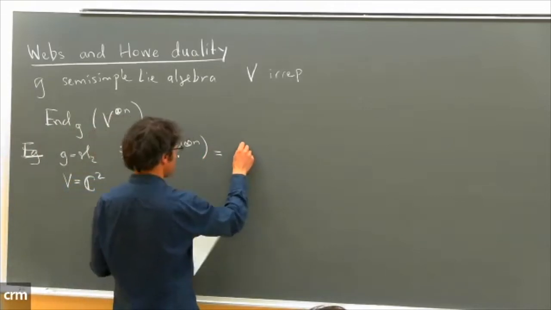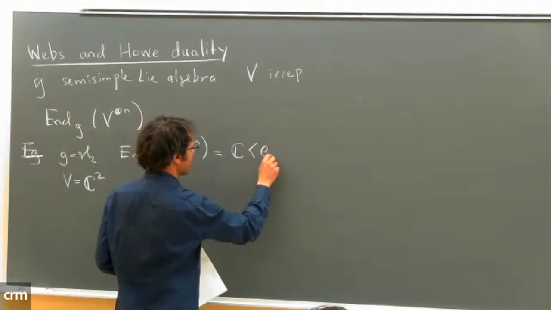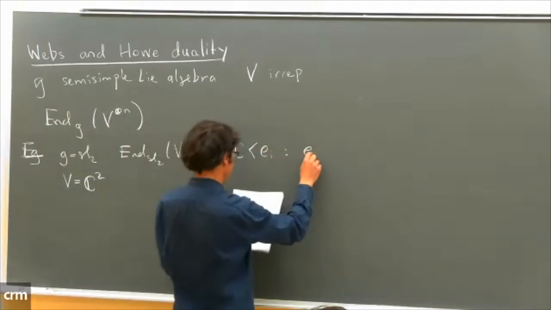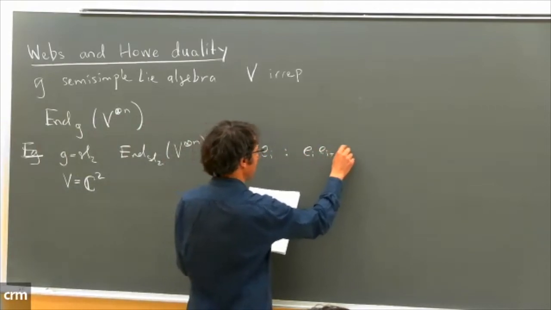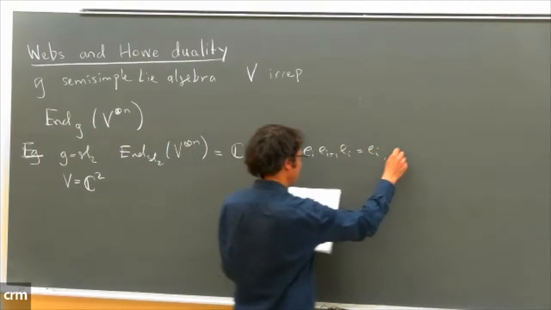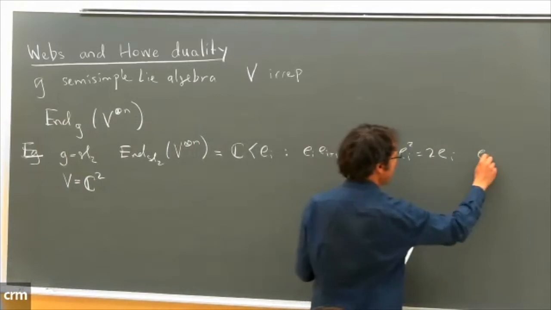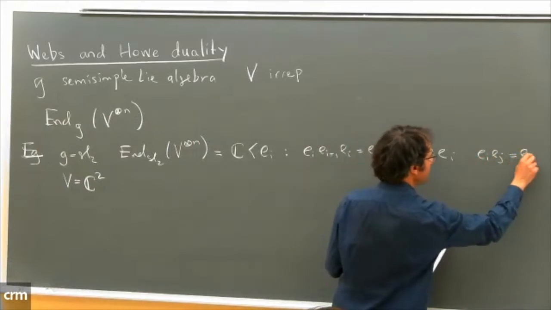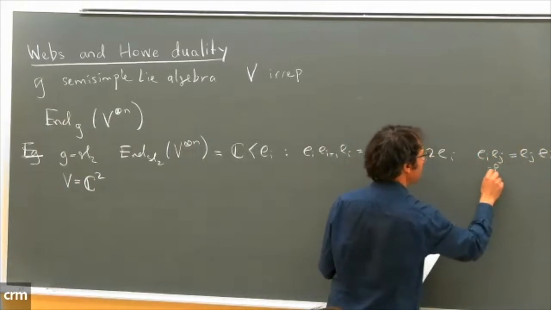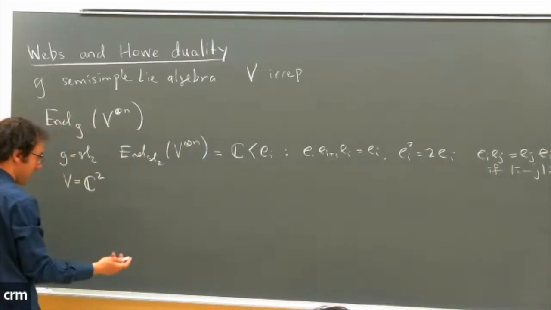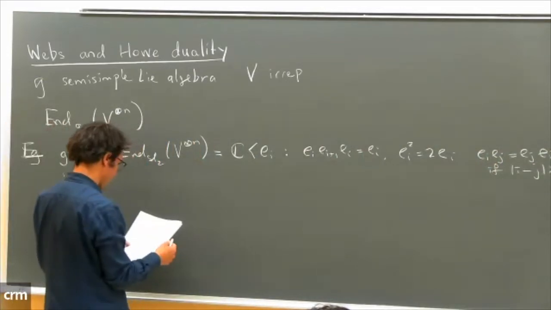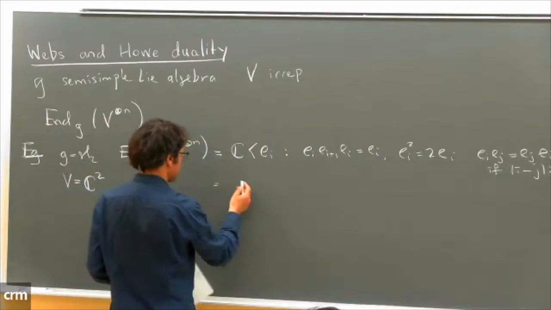So in terms of generators, you can write it like so. Generators e_i with relations e_{i+1} e_i e_{i+1} equals e_{i+1}, e_i e_{i+1} e_i equals e_i, and e_i squared equals 2 e_i, and e_i and e_j commute if i and j are separated. And in terms of diagrams, you can picture it as follows. So this is an algebra of diagrams.